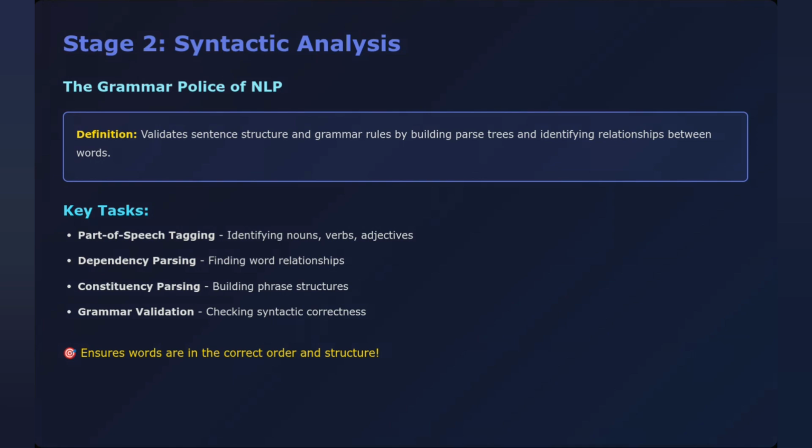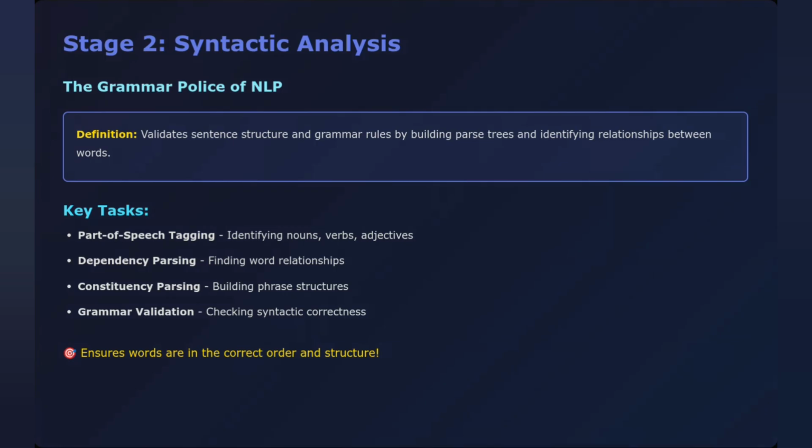Moving on to stage 2, syntactic analysis, also called parsing. This is where we check if our sentence follows grammar rules. Think of it as the grammar police of NLP. Syntactic analysis builds a parse tree or dependency graph. It identifies parts of speech, nouns, verbs, adjectives, and shows how they relate to each other in the sentence structure.